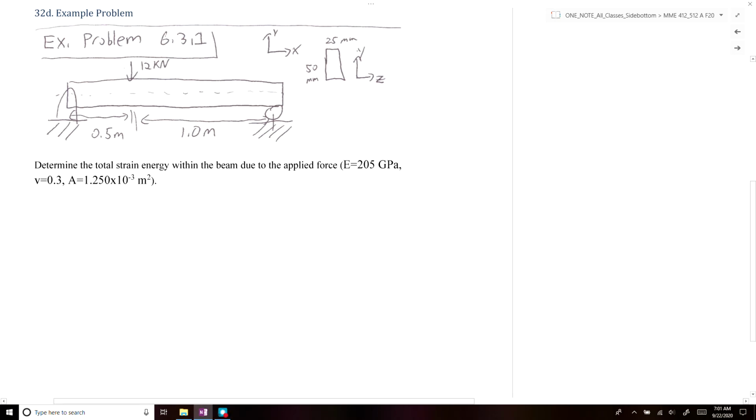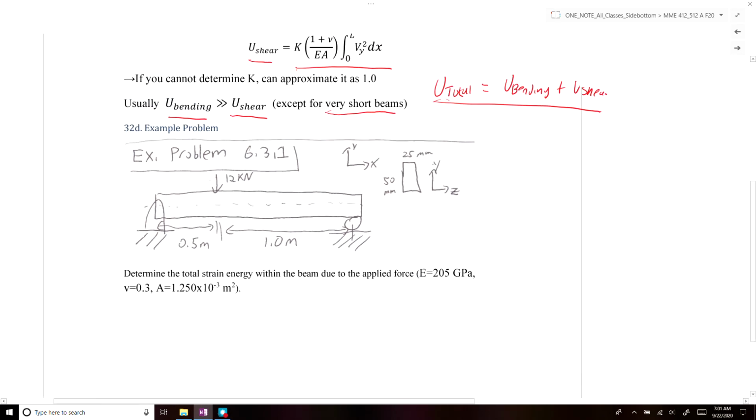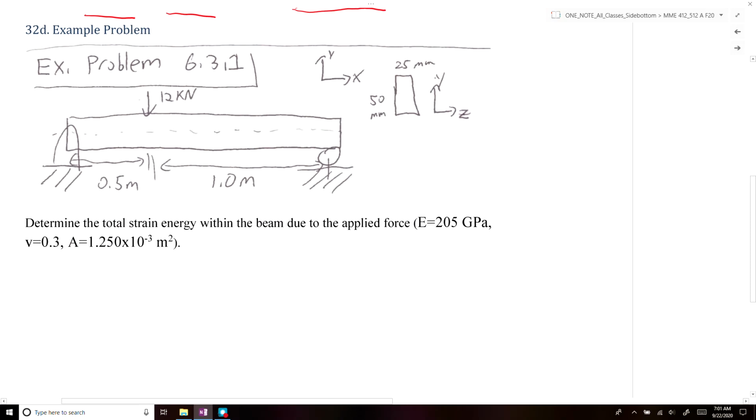So in this example problem, we're asked to determine the total strain energy within the beam due to the applied force. In this case, we have a simply supported beam.